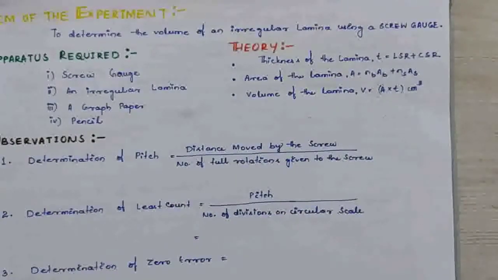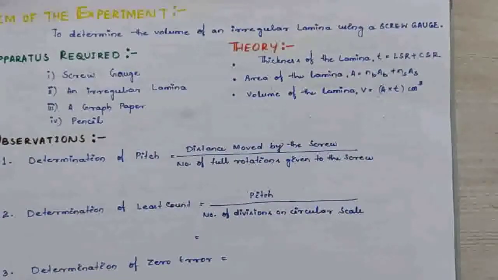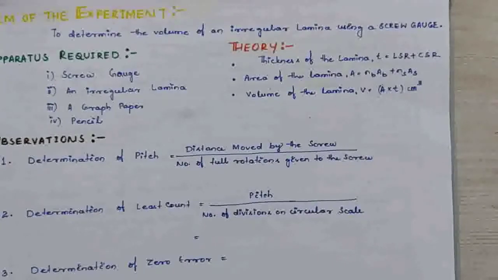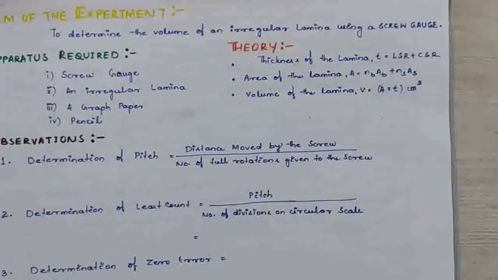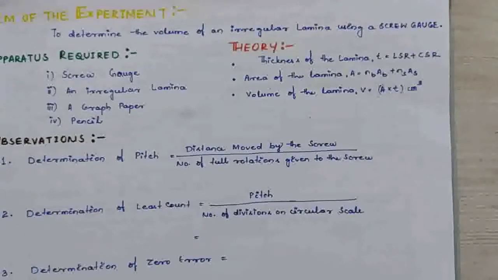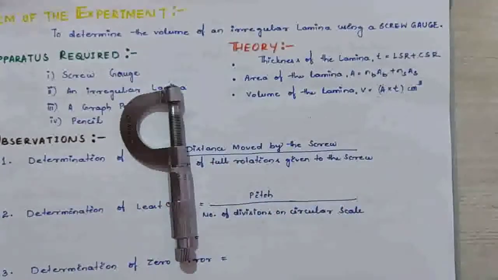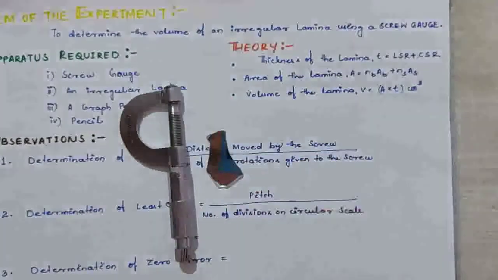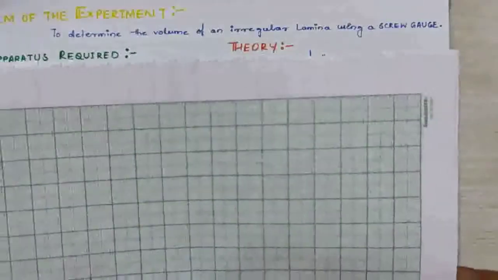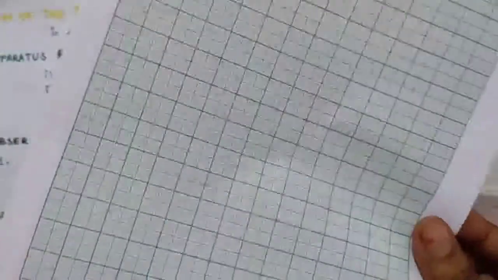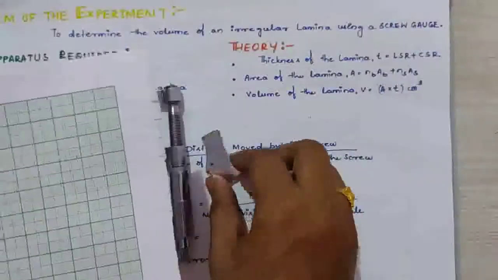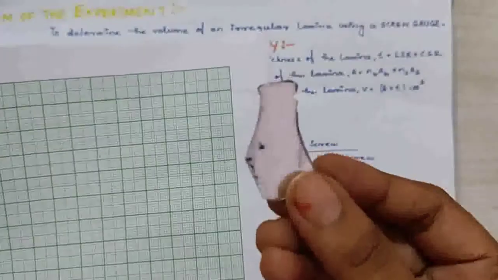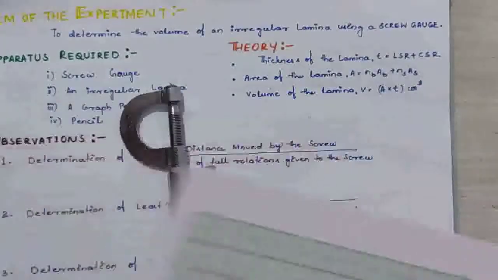Hello everyone. Now we will perform another experiment, that is to determine the volume of an irregular lamina using a screw gauge. For this experiment we require a screw gauge, that irregular glass lamina as you can see here, and a graph paper. This graph paper is required for the measurement of the surface area of this glass lamina. Okay, we will discuss that later.